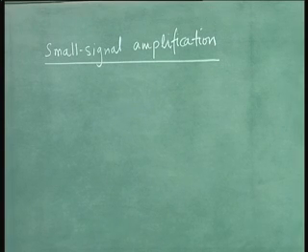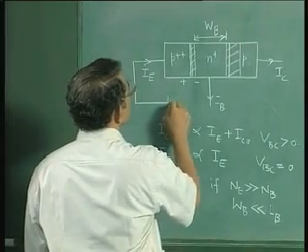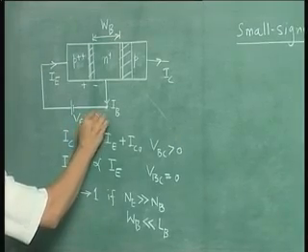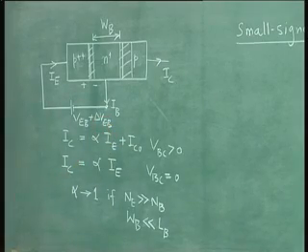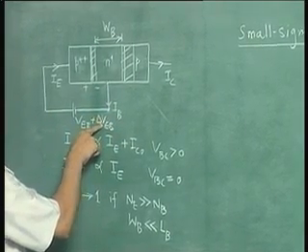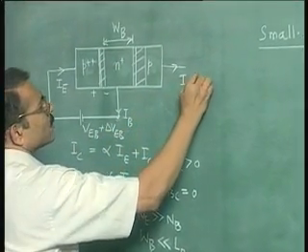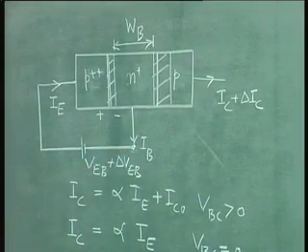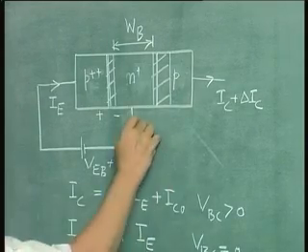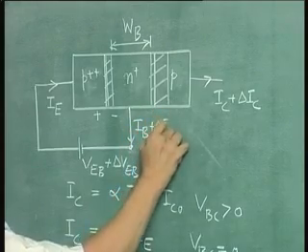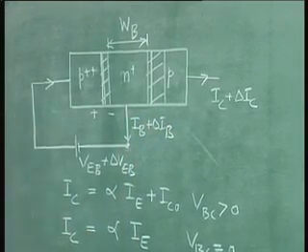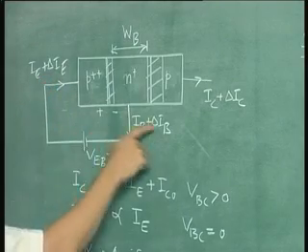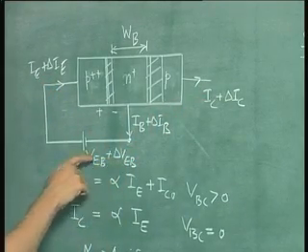Small signal means that the emitter base junction is forward biased, and this forward bias is incremented by a small value, delta VEB. Now, as a result of this forward bias change, there will be a change in the collector current, delta IC. Of course, there will be changes in emitter and base currents as well. So, for example, the base current would become IB plus delta IB, and the emitter current would become IE plus delta IE. So these are the changes in response to the change in the controlling voltage, that is the emitter base voltage.